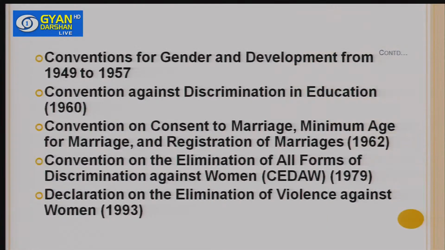Like that, there are various conventions for gender and development, conventions against discrimination in education, the convention on consent to marriage, minimum age for marriage and registration of marriages in 1962, the Convention on the Elimination of All Forms of Discrimination Against Women, that is the CEDAW Convention, and the Declaration on the Elimination of Violence Against Women. These are a few conventions I am mentioning. Specifically, we need to discuss one convention, that is the CEDAW Convention.